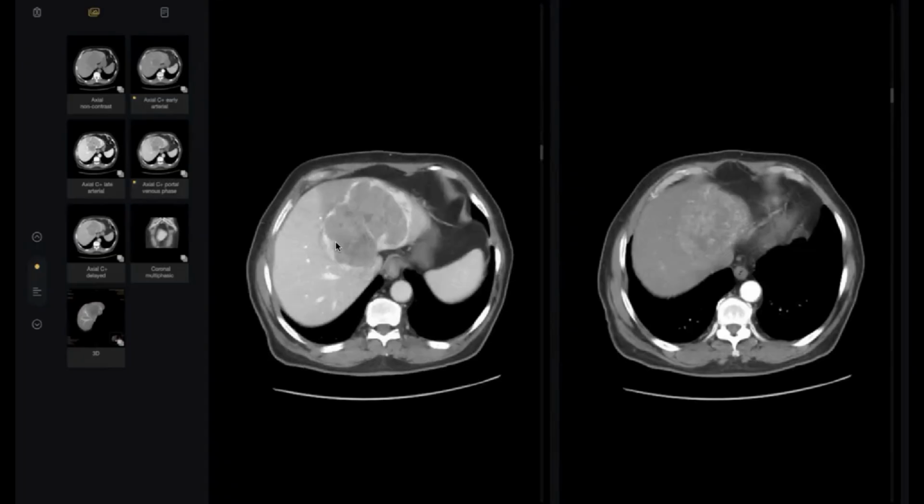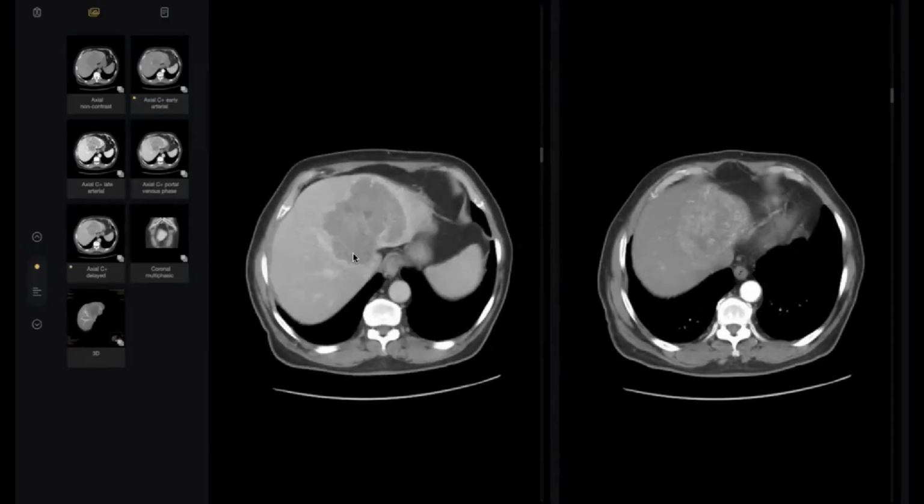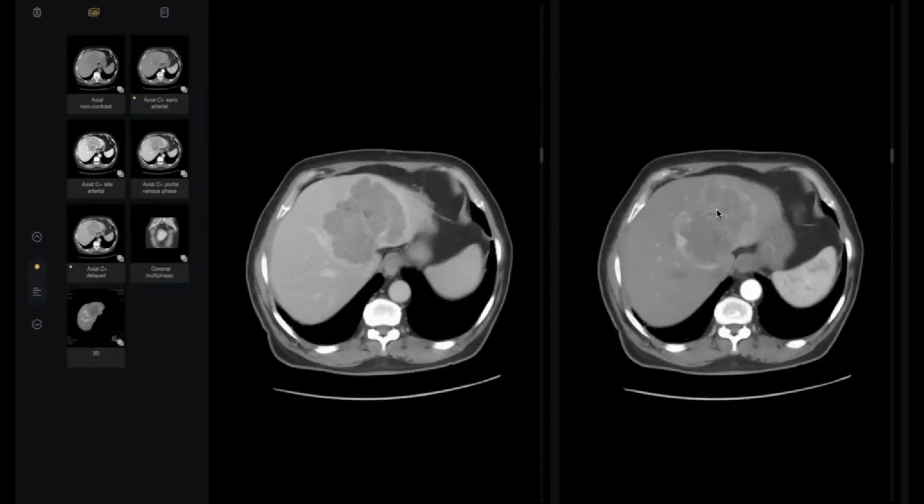And when I ask him, doctor, in the delay there is peripheral enhancement. Why is this not hemangioma, especially with peripheral arterial enhancement? He told me the hemangioma must have peripheral discontinuous enhancement. This is continuous, my colleague.